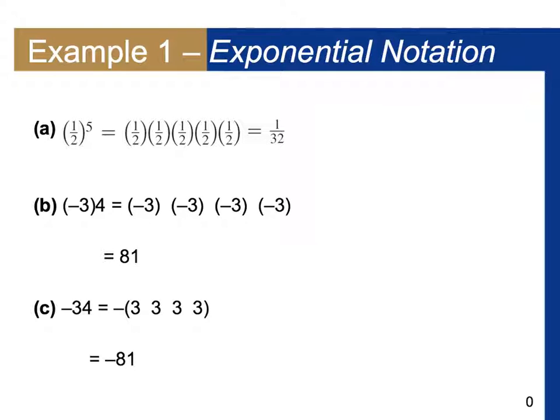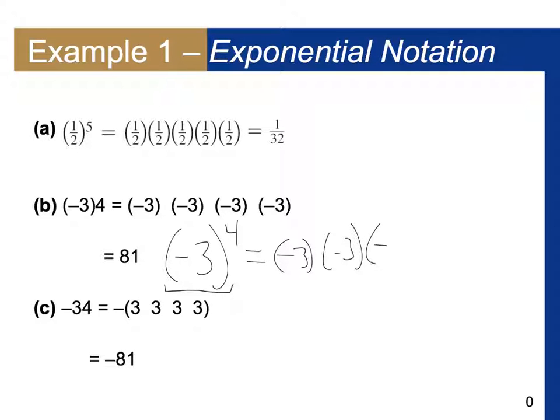Let me rewrite this one because it didn't come out quite right. This should be (-3) to the fourth. Pay attention to the parentheses, because we're multiplying what's in the parentheses 4 times. So that's -3 times -3 times -3 times -3. We're multiplying 4 negatives, so that would be a positive answer, positive 81.